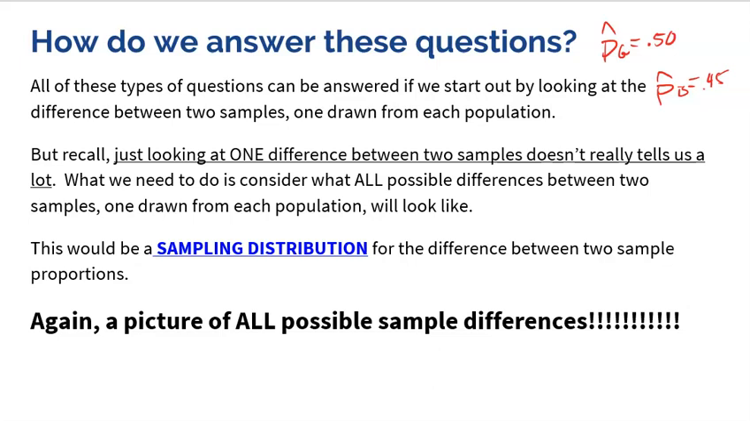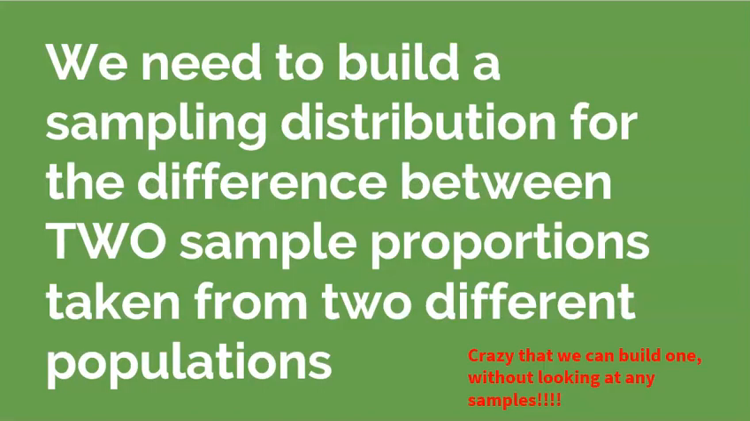Because remember, a sampling distribution for the difference will show me what all possible sample differences could be. My single difference in this example is 0.05, but that's just one possible difference that exists between these two samples. I need to think about what all possible differences could look like. And of course, that's a sampling distribution. So we need to build a sampling distribution for the difference between two sample proportions taken from two different populations. And what's completely crazy, as we saw in the last topic as well, is that we're going to be able to build one of these sampling distributions without actually looking at any samples.